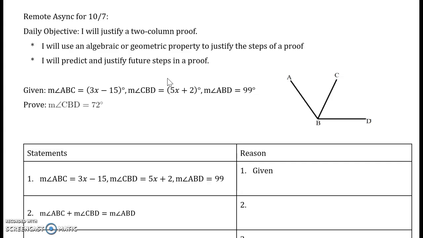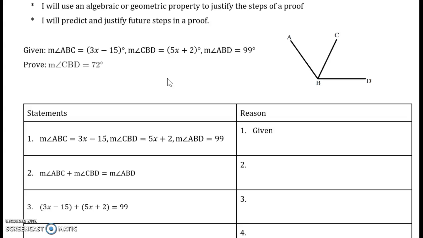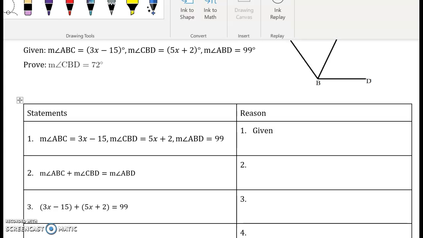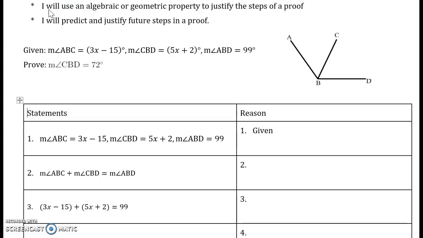So we have an angle addition situation here. We're looking at a picture. We got two angles that add up to a third larger angle. So this is ABC, which is 3x minus 15. And then CBD, which is 5x plus 2. And the big angle, ABD, is 99 degrees. Okay? So we're looking at this and we're thinking, all right, so what do we do?